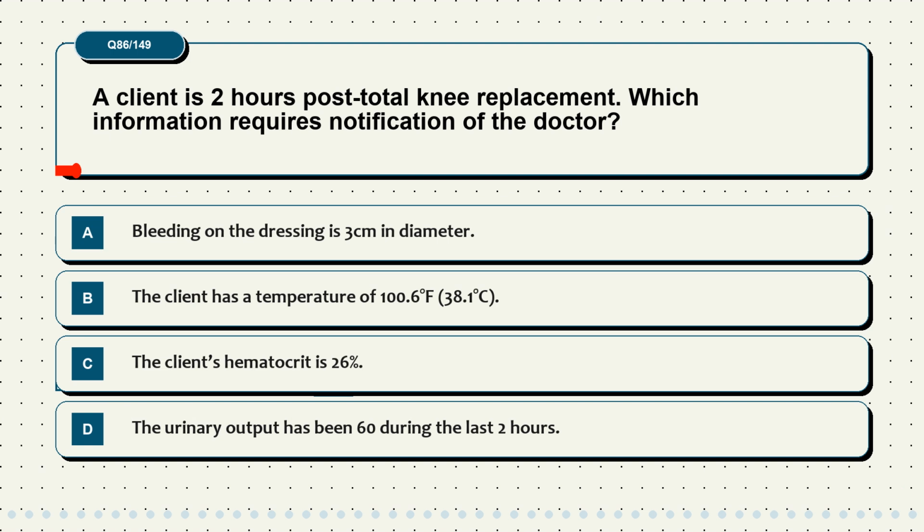Question 86. A client is 2 hours post total knee replacement. Which information requires notification of the doctor? Here are the options. Option A. Bleeding on the dressing is 3 cm in diameter. Option B. The client has a temperature of 100.6 degrees F, 38.1 degrees C. Option C. The client's hematocrit is 26%. Option D. The urinary output has been 60 during the last 2 hours.